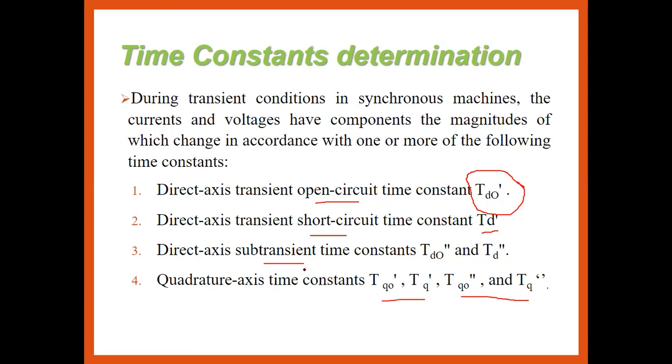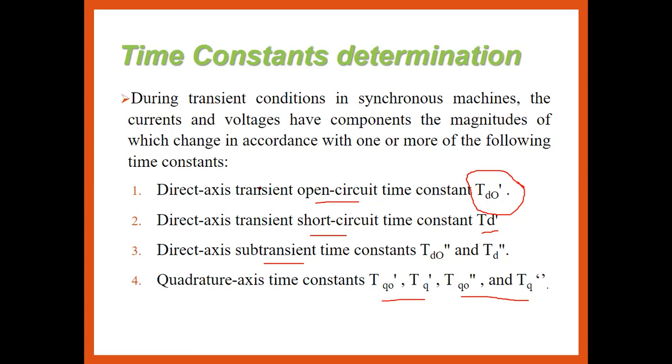So how many time constants are there? There are 2 for the transient one, 2 for the subtransient one, under the direct axis, and likewise for the quadrature axis. That is 4 time constants for each axis. So in total there are 8 time constants under the transient condition or the subtransient condition of the synchronous machine. We will find out all the time constants one by one.